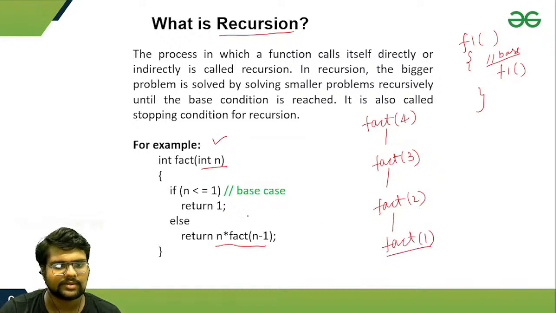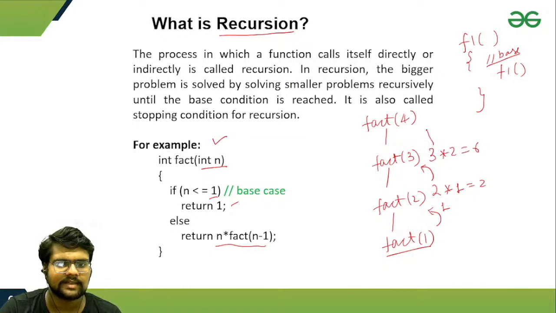When fact of 1 is called, the base condition is satisfied because 1 is less than or equal to 1, hence 1 is returned here. Then 2 into 1, which is 2, will be returned to fact of 3. So it will be 3 into 2, that is 6, and it will be returned to fact of 4, which is 4 into 6. So it is 24. Hence, for n equal to 4, our answer will be 24.